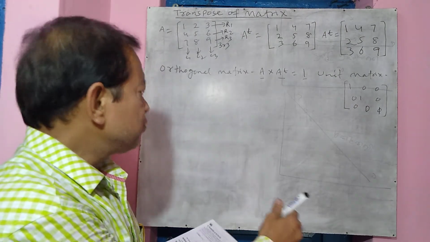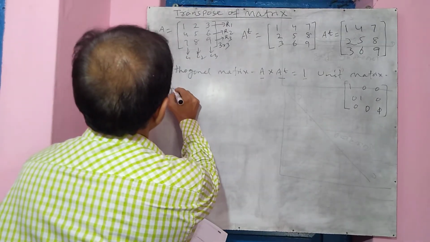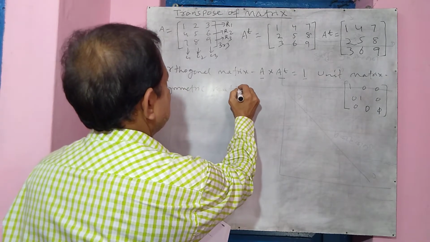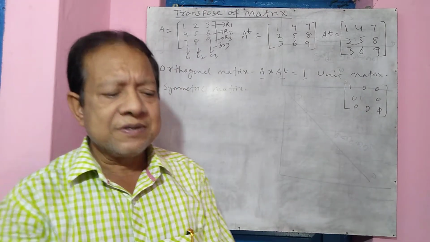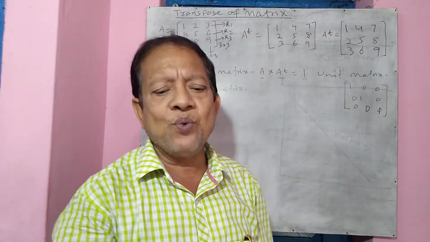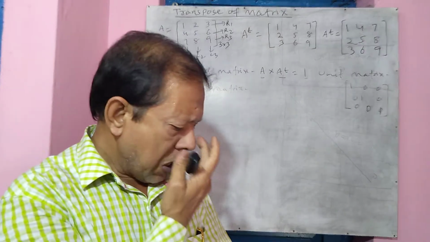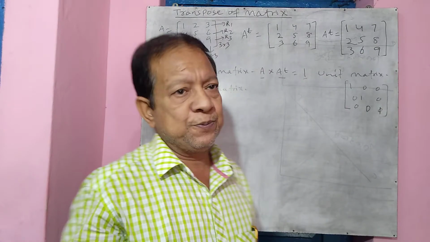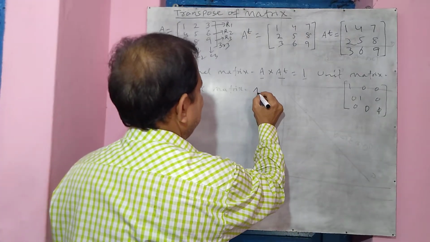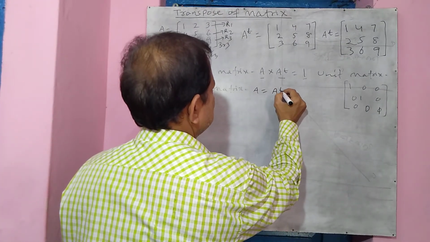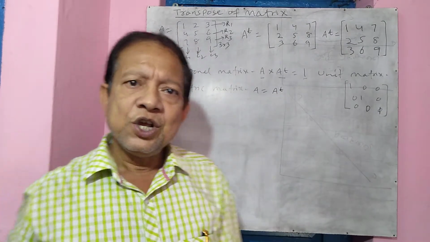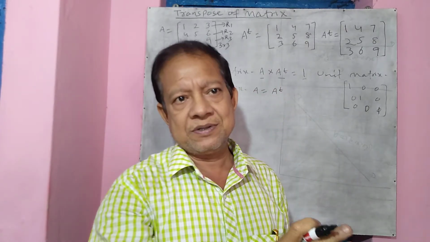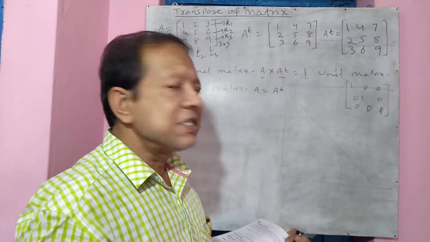Now there is another matrix which is called a symmetric matrix. What is a symmetric matrix? A symmetric matrix is one in which a matrix is equal to its transpose, that is, A is equal to A transpose. That is, when you transpose a matrix, it becomes equal to the original matrix. If that is the case, we call it a symmetric matrix.